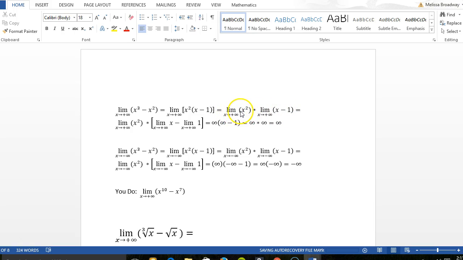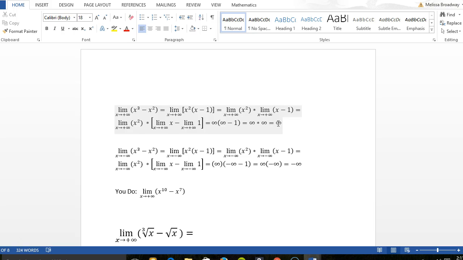So the limit as x goes to positive infinity of x squared times the limit as x goes to positive infinity of x minus 1. Both of these limits you can tell are positive infinity, but for completion, I break this limit up as the limit as x goes to infinity of x minus the limit as x goes to infinity of 1. This limit is positive infinity, and this limit here is positive infinity as well, because positive infinity minus 1 is, again, positive infinity. So we get that right there, and positive infinity times positive infinity is positive infinity, and we're done.